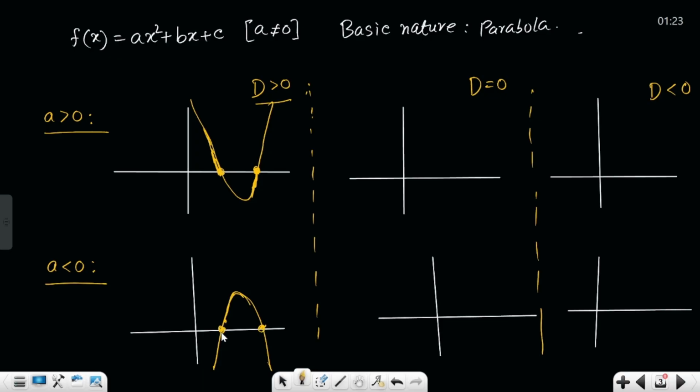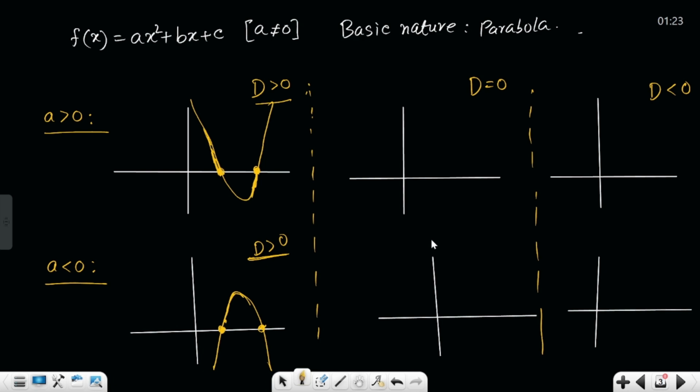Okay, cutting the x-axis at two points, two distinct points. Clear? This is for d greater than 0 also. So this is the graph for d greater than 0, for a greater than 0 and a less than 0. Now we will talk about d equal to 0.